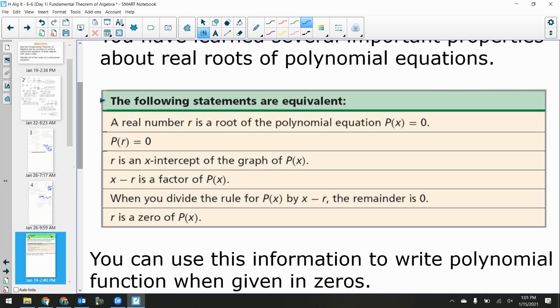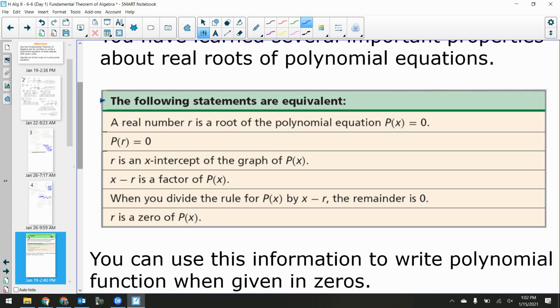well, that means it's an x-intercept, right? If you plug it in and the output turns out to be 0, then you know it's got a coordinate, that root comma 0, which means it's an x-intercept. You also know that x minus r is a factor. Every root corresponds to a factor. Every single root, no matter if it's non-real, no matter if it's irrational, it will correspond to a factor. And also, when you divide that function by that root, the remainder is 0. Right? This is why we can use synthetic division to test out to see if something is a root.